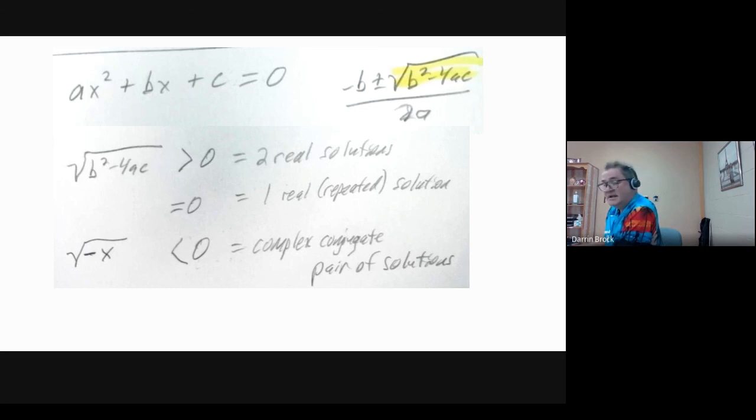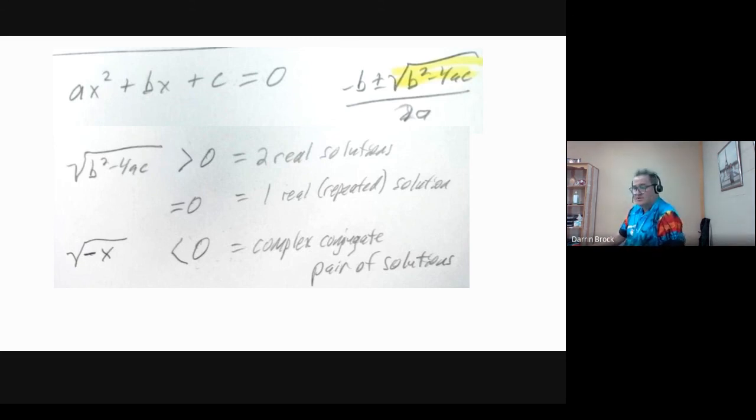If this is equal to 0, then there is 1 real, repeated solution. Like the answer may be 2 and 2, the same answer twice. But before, if it's less than 0, we always said there were no solutions, because if it's less than 0, that means there's some negative number in here, say negative x.